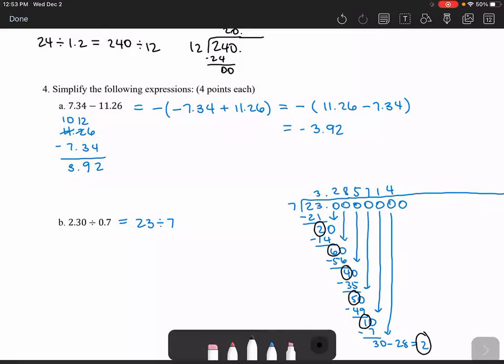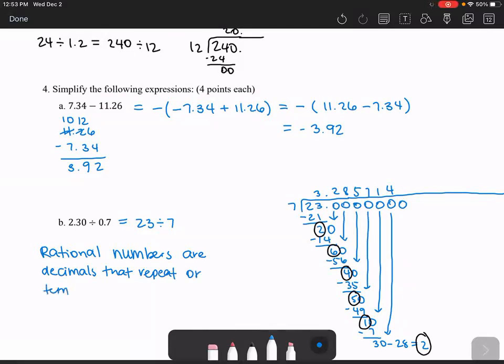So rational numbers are decimals that repeat or terminate. So the reason I kept going, there were a good amount of people who essentially gave up on this question at some point and said, I'm not going to do any more of it. But we know that the rational numbers can be written as decimals that repeat or terminate.